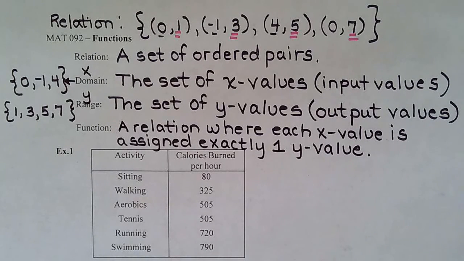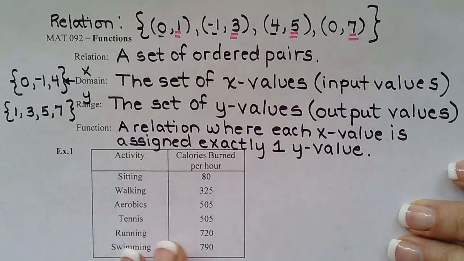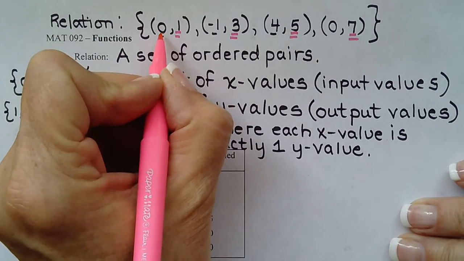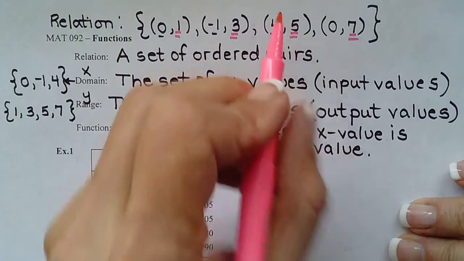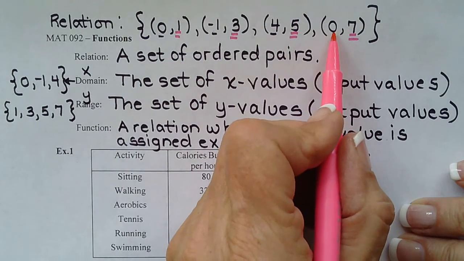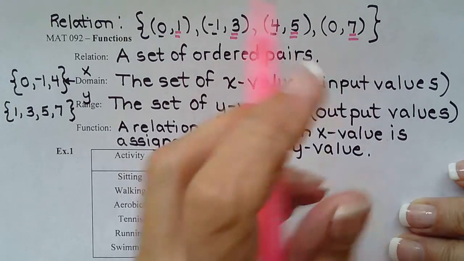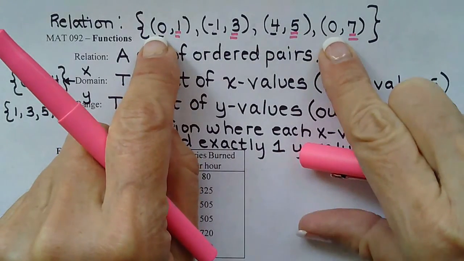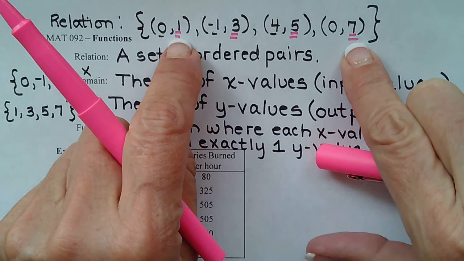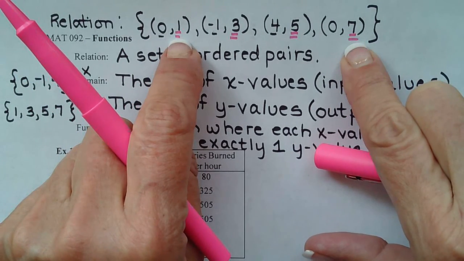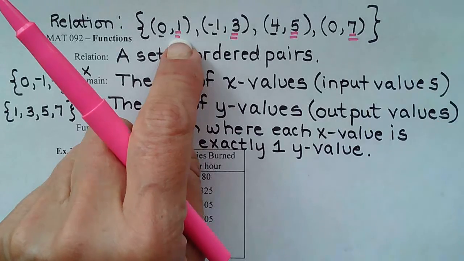So let's look up at our relation above. Is it a function? This x, 0, has 1. Negative 1's assigned to 3, 4 is assigned to 5. Oh, now we have 0 assigned to 7. So see the x value 0? It's assigned 2 different y values. So this is not a function.